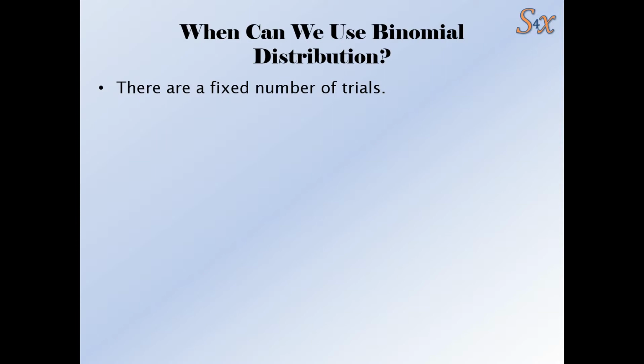It doesn't work when we'd say something like we roll a dice, and if we get a 6, we roll it again, because the number of trials there isn't fixed. It can vary depending on the outcome of the previous trial. So to use the binomial, we have to have a fixed number of trials.